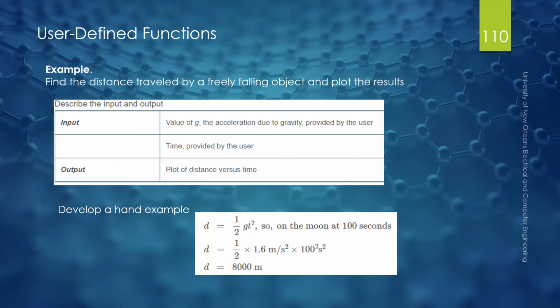And so what we have in our way of creating these programs is that I'm going to have as input the value of g, which is the acceleration due to gravity, which is provided by the user, and the user is also going to provide the time. Okay, and then the output in this case could be the distance versus time, but instead of a plot, I'm going to display that information in a file.